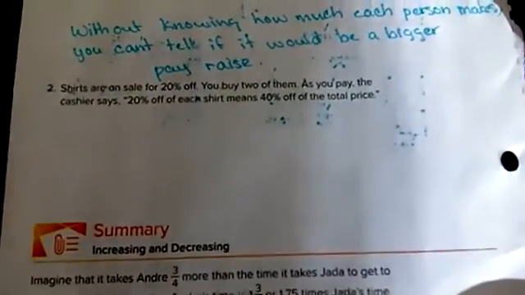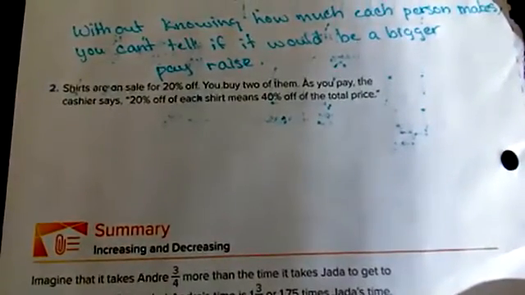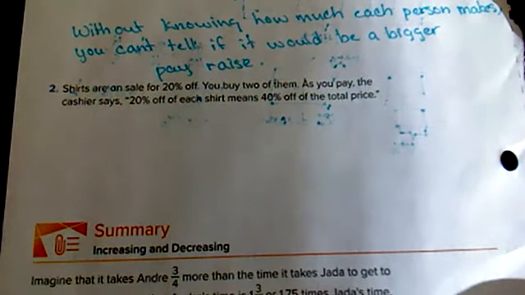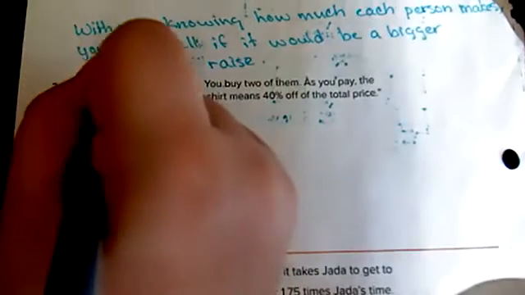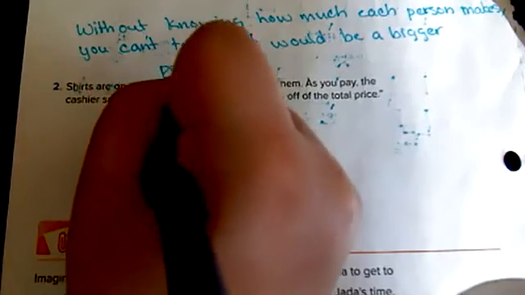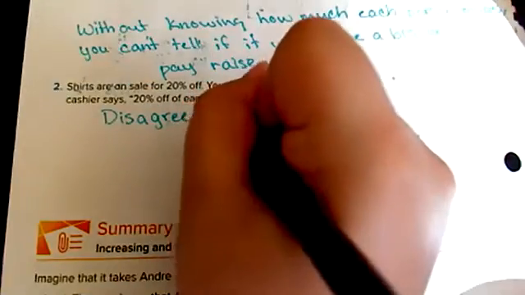All right, question 2. Shirts are on sale for 20% off. You buy 2 of them. As you pay, the cashier says 20% off each shirt means 40% off the total price. So what do you think? Do you agree or do you disagree? Well, I personally would disagree because, and I'm going to show you the math.